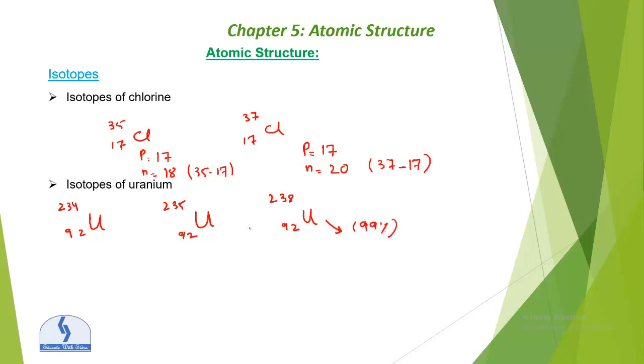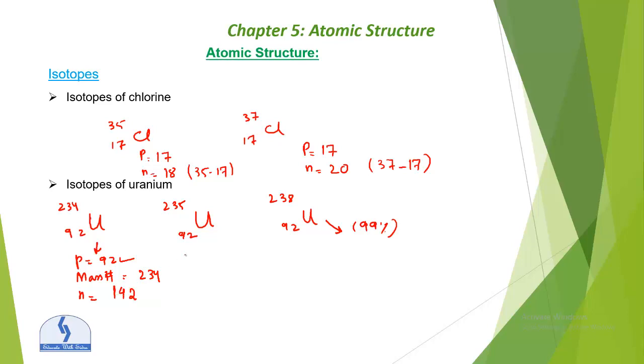So what about the first uranium? The proton number is 92. Now what is the mass number? The mass number is 234. So what will be the atomic number? Yes, 92, because atomic number is basically the number of protons. So how will you calculate the neutrons? That is 234 minus 92, which will be 142.